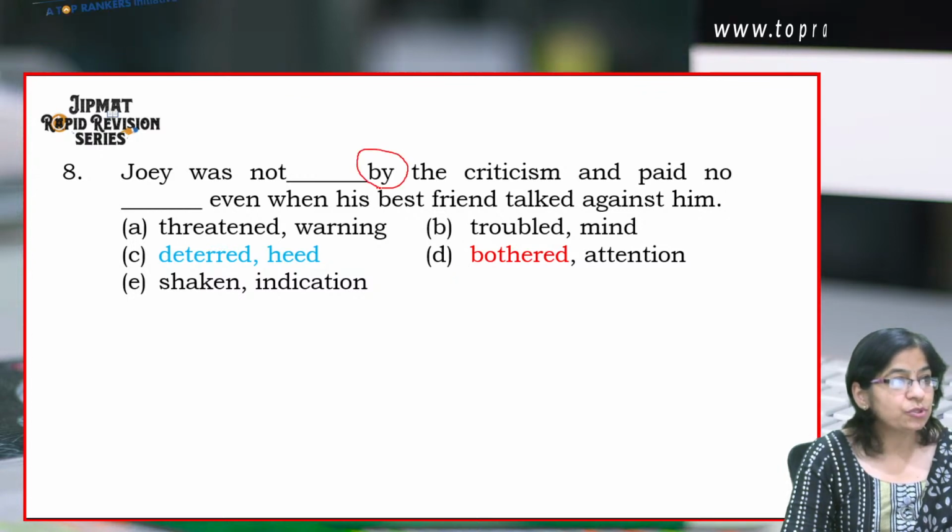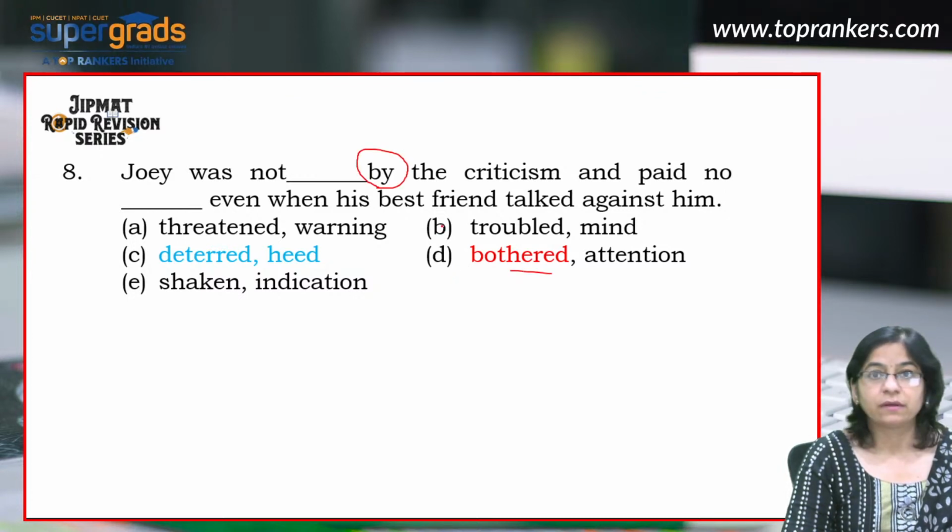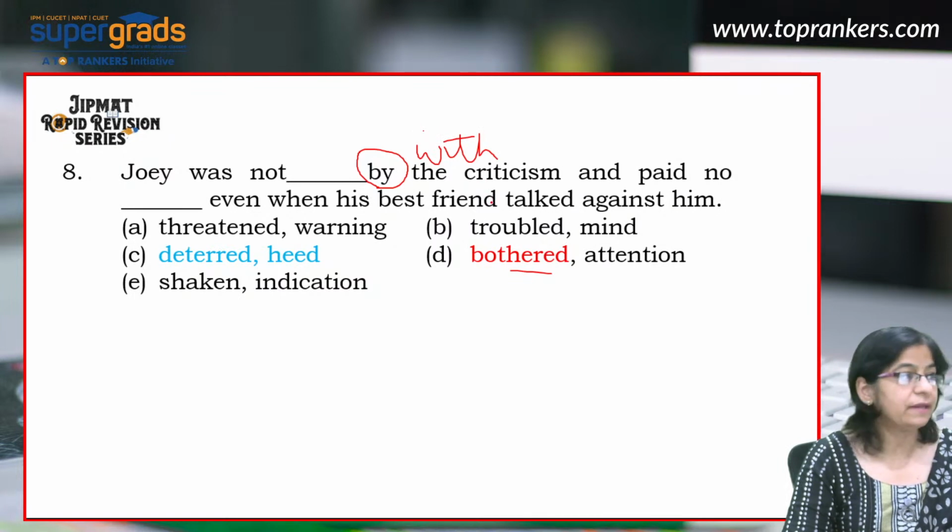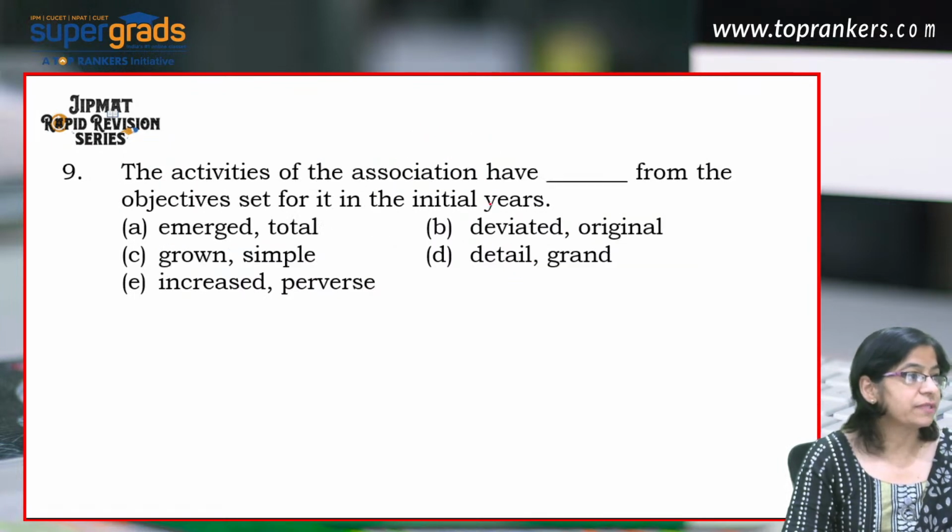We generally don't use by with bothered. Okay, we are not bothered with. We don't say we are not bothered by criticism. That would be wrong, right? Now let's look at the next answer choice.